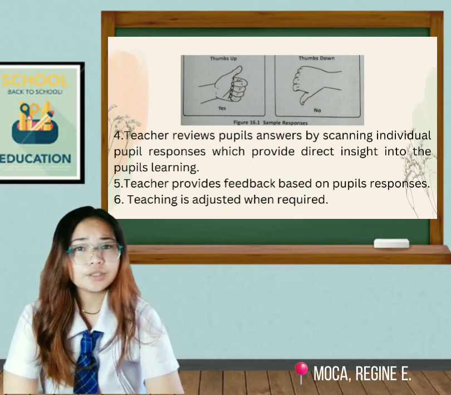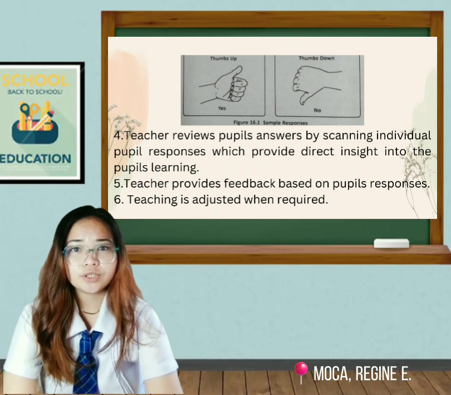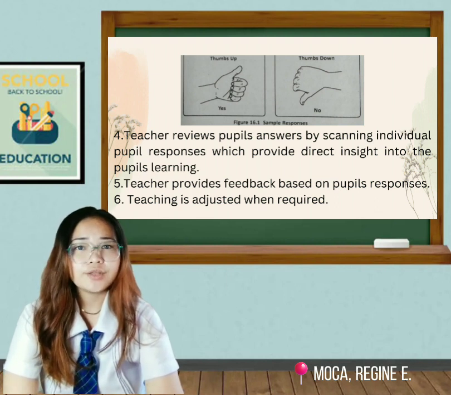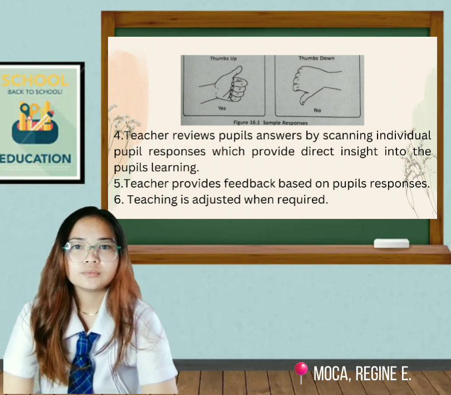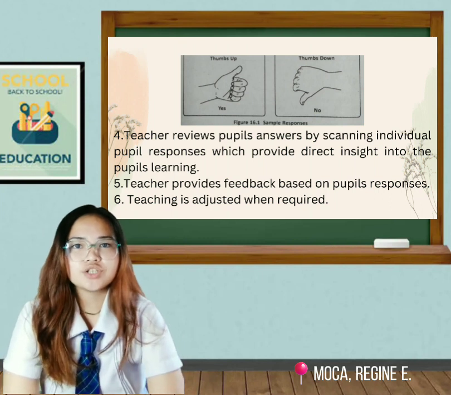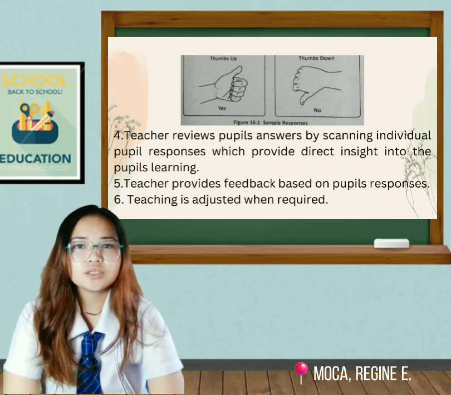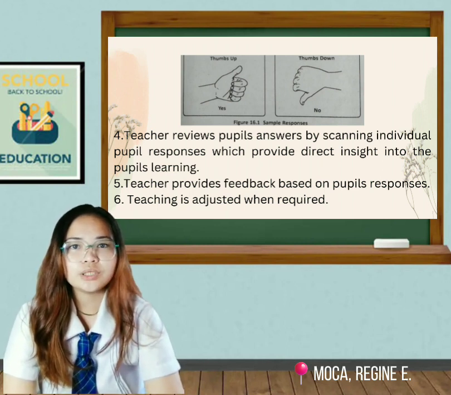Teachers can receive feedback based on their pupils' responses. This feedback can help teachers to identify areas where pupils need further instruction and areas where they have made progress. Number 6, teaching is adjusted when required. Educators know that teaching should be adjusted when needed to ensure that all students understand the material.